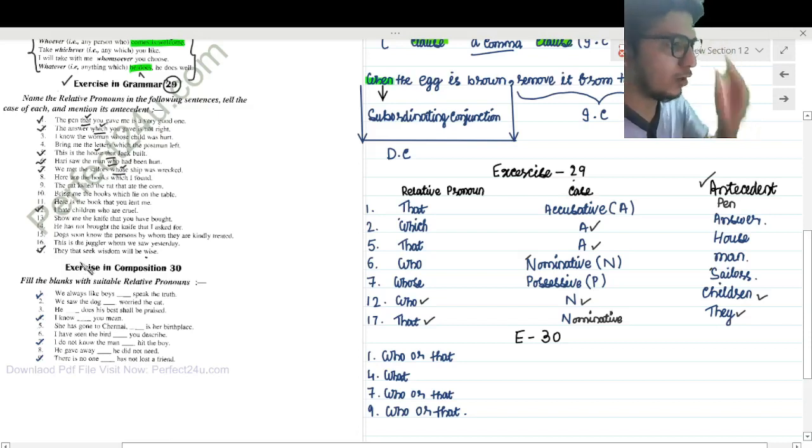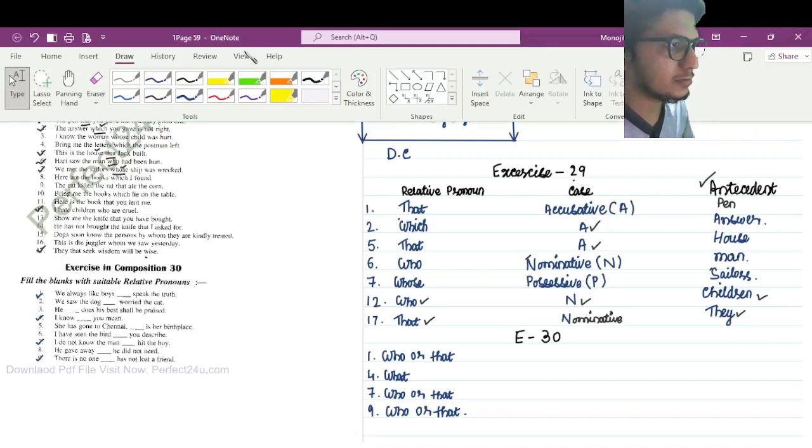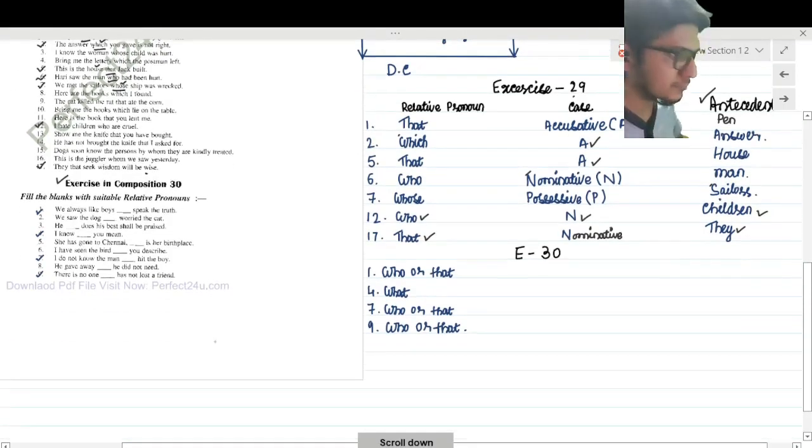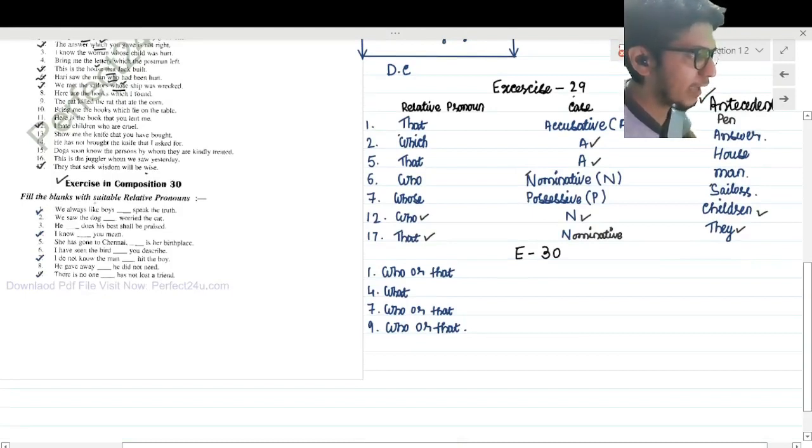Now we are going to discuss exercise 30. Exercise 30 deals with filling the blanks with suitable relative pronouns. We always like boys who or that speak the truth. This is question number one.